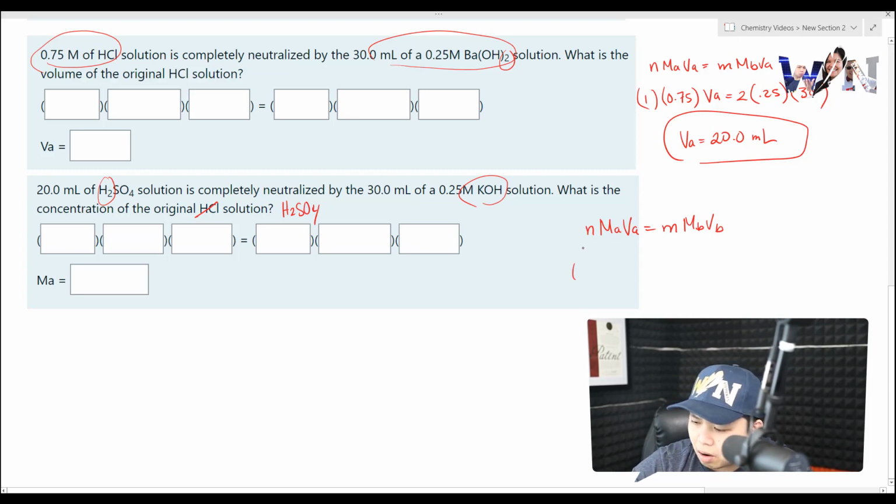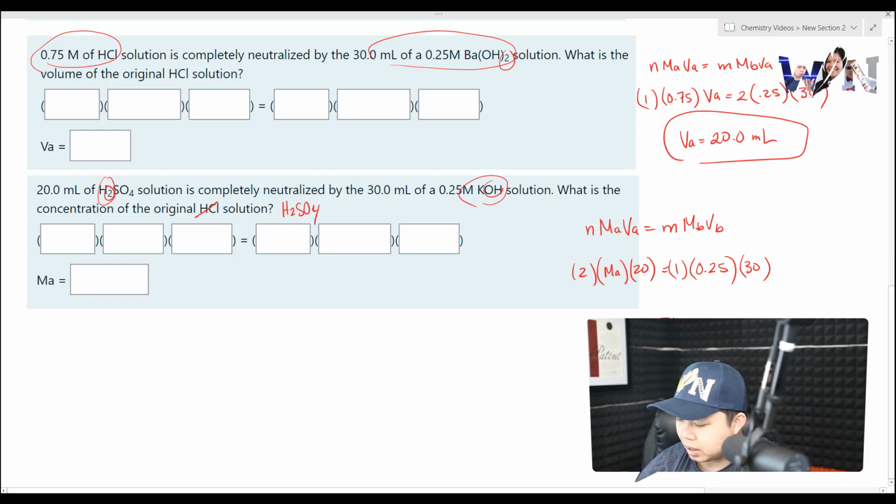In this case, our n is not going to be just 1. Our n is going to be 2 because of those 2 hydrogens there. So now let's plug in our molarity. Well, we are looking for it, so Ma, and our volume is 20 milliliters. And then for the base, we only have 1, so it's 1. And our concentration, again, is the same thing, 0.25, to make our life a lot easier. And then we have 30.